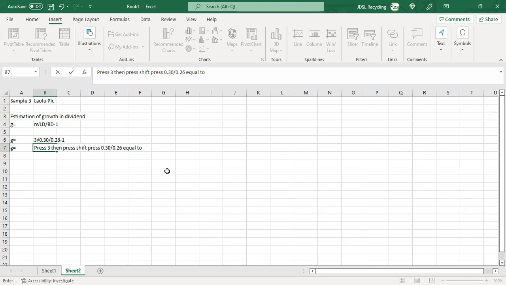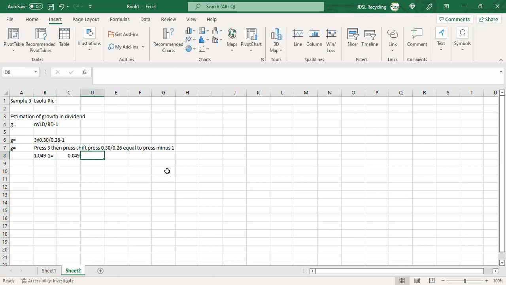1.049. Now press minus 1. You have your final answer. You have 1.049; 1.049 minus 1 will now give you what? 0.049. Are we correct? Please, who did not get this so that I can recap?